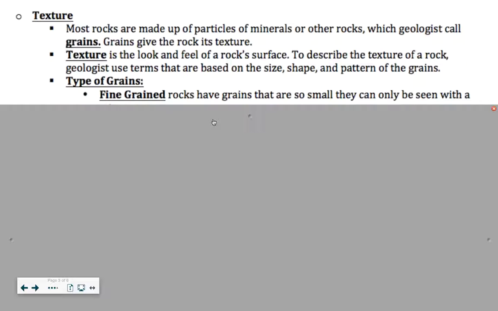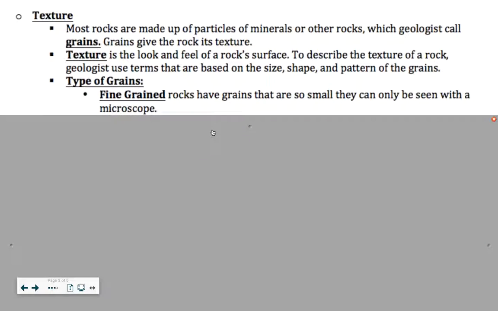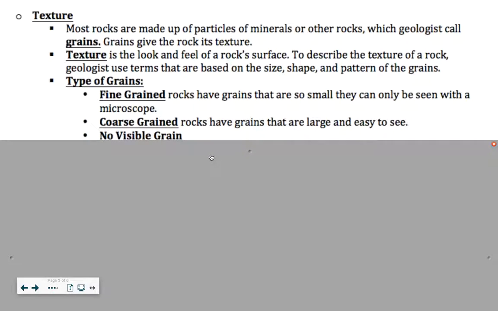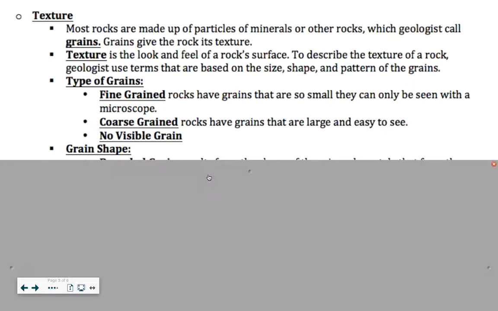Okay, so let's look at types of grains. Fine grain rocks have grains that are so small they can only be seen with a microscope. We're going to look at and feel some fine grain rocks in the labs that we have coming up. Coarse grain rocks have grains that are large and easy to see. And then there are also no visible grain rocks as well. We will look at these two, fine grain and coarse grain.